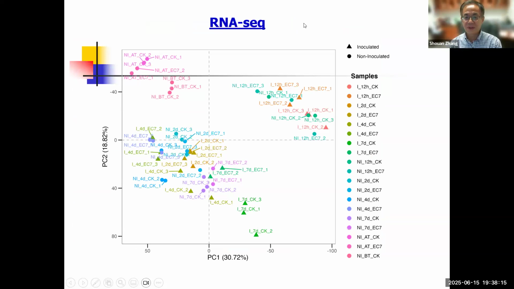Here is the data from the RNA-seq experiments. This is the PCA, the principal component analysis. You see the gene profiles are nicely grouped together from the same treatment, like here, inoculated at 12 hours, but from different salinity treatments like EC7 and control. And there are many different groups that can be formed from the same treatment.